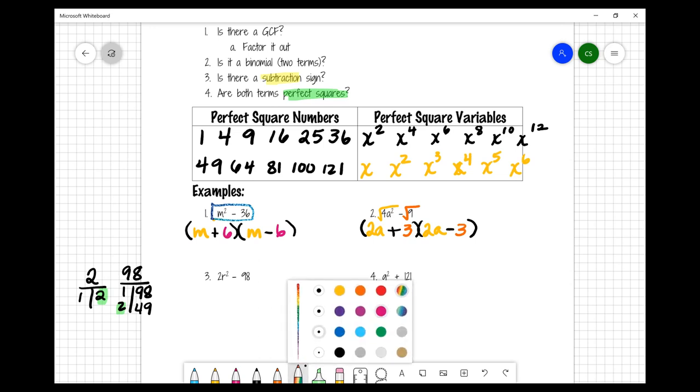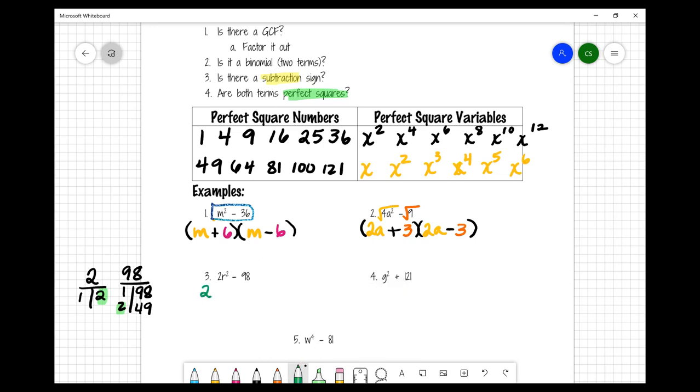That means I can factor out a 2. Well, when I factor out my 2, what does that leave behind? 2r squared divided by 2 leaves r squared. And negative 98 divided by 2 leaves a positive 49. Now, do I have a binomial? Yes. Do I have a subtraction sign? Yes. Are both of my terms perfect squares? They are. So we're going to factor this binomial, but we're going to highlight this coefficient, our greatest common factor that we pulled out, because we'll need it a little later.